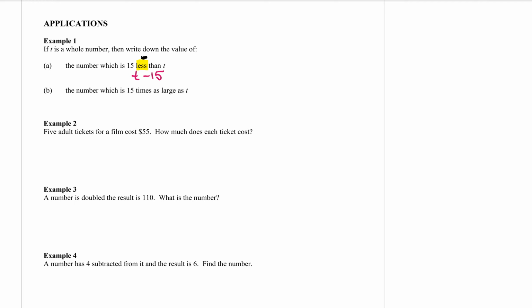Part B, we want the number which is 15 times. Okay, so that word times is obviously a multiplication sign. 15 times as large as t. So that would be 15 times t. But in algebra, we don't really like to put the multiplication symbols in there if we don't need to. We want to write it as short as possible. And the shorter way to write that is just to put the 15 and the t next to each other, like that, 15t.